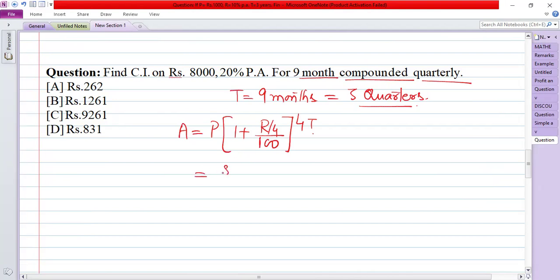Now, what is the principal amount? It was 8,000. Okay. And R is 20%. So R by 4 will be 5%, 5 by 100. And instead of 4T, what will I write? I will write here 3 quarters.